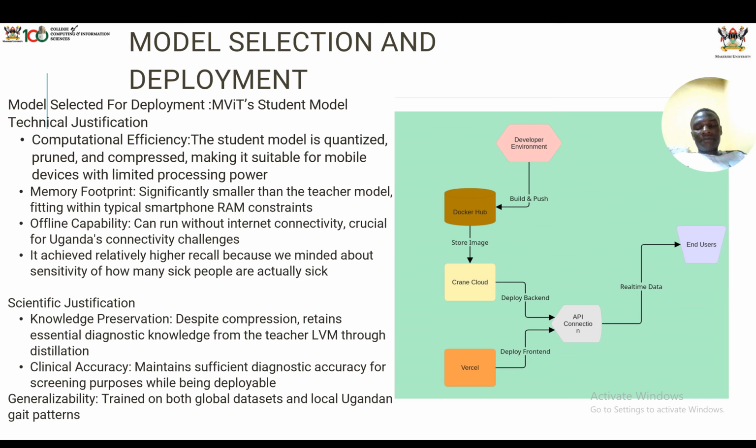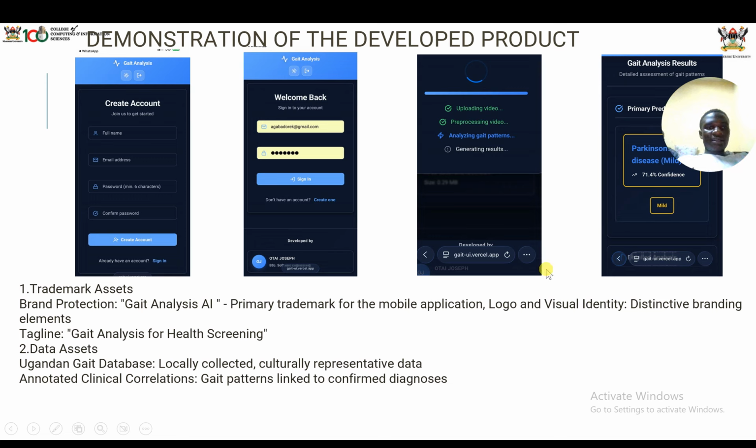To go forward, this is a simple illustration of how deployment went. We had development locally, pushed, Dockerized, and then pushed into Docker Hub, hosted on the cloud, where an API was established through Vercel, and then users were able to access our front end, which simultaneously communicates with our deployed gait analysis system in a cloud hosting company.